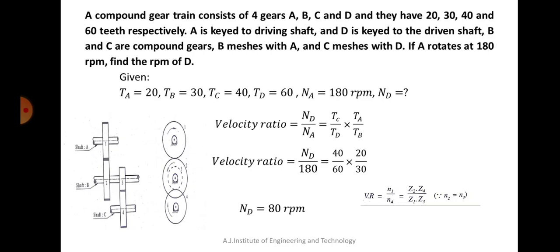Okay, so with this we will stop gear drives. This completes gear drives, but we also have to continue with the belt drives in the immediate next session. Okay, so I will stop here at gear drives, but immediately after this we will start with belt drives. Okay, thank you.